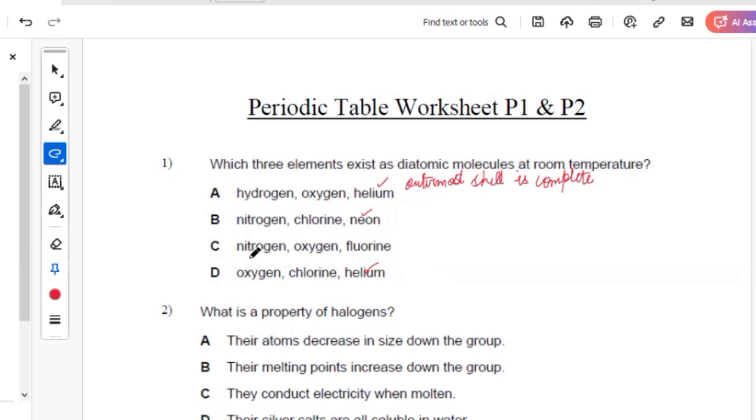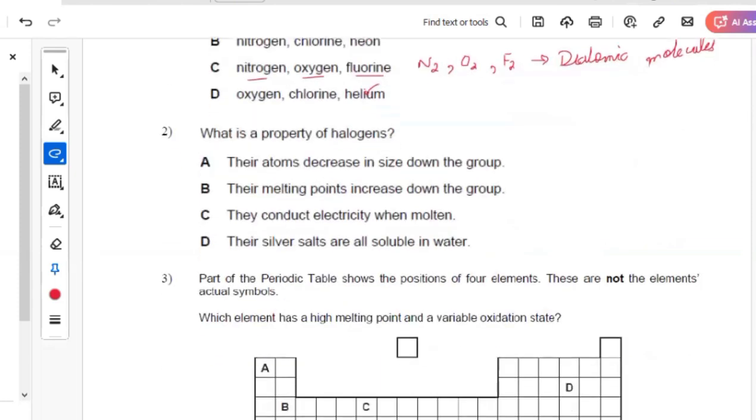But if we look at nitrogen, oxygen, and fluorine, they all exist as diatomic molecules like N2, O2, and F2. So they all are diatomic. Okay, so let's move further.